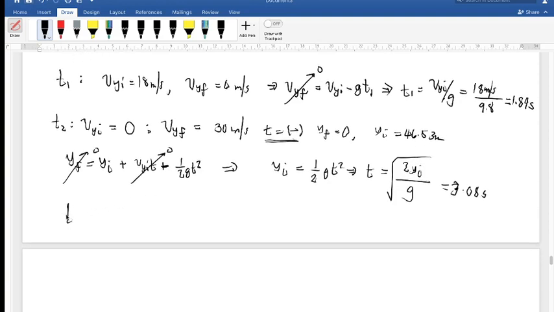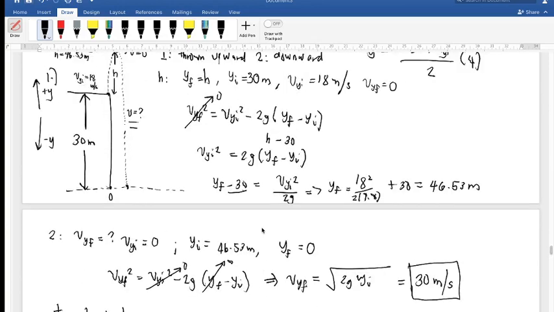So the total time elapsed is you just have to add t1 and t2. So the total time elapsed sa event 1 pa upward plus the total time sa event 2 downward, so that is equal to, how much is that? So 1.84 plus 4.92 seconds, or approximately ito ay 5 seconds. Okay, so ito lang.